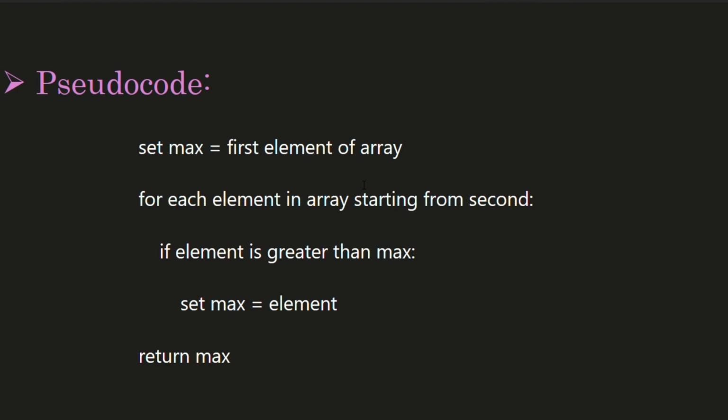Let's have a look on pseudocode. Set max equals first element of array. For each element in array starting from second, if element is greater than max, set max equals element. Return max. We begin by setting max as the first number. Then, one by one, we look at all the other numbers. If we find any number greater than max, we update max. At the end, max will hold the largest value.